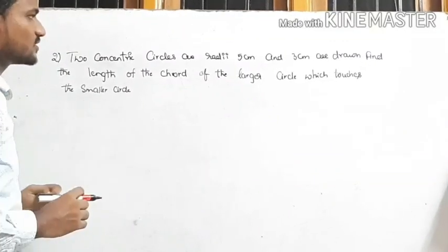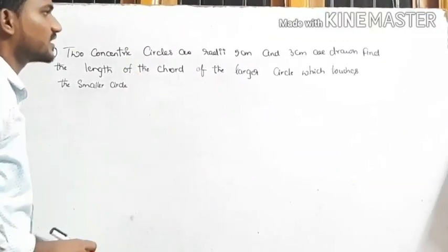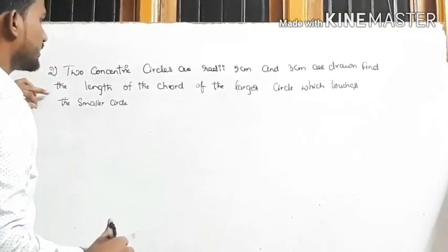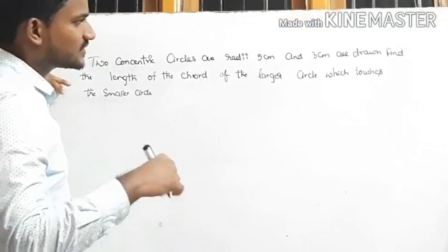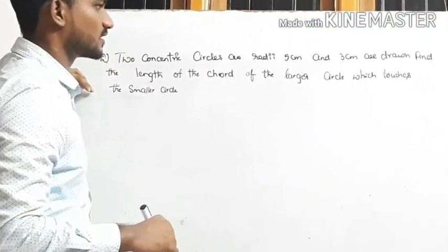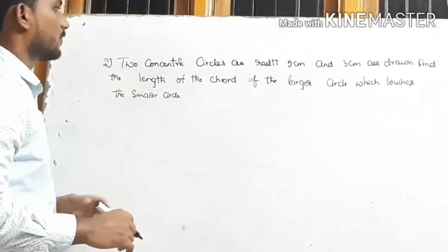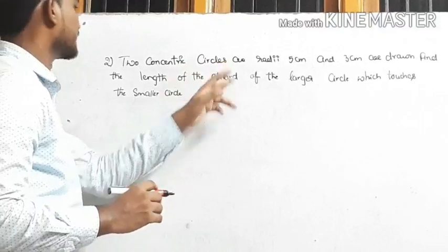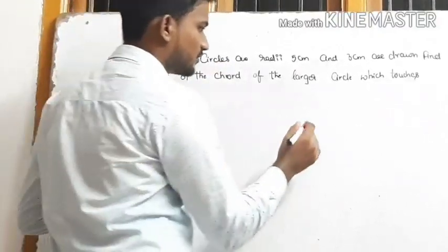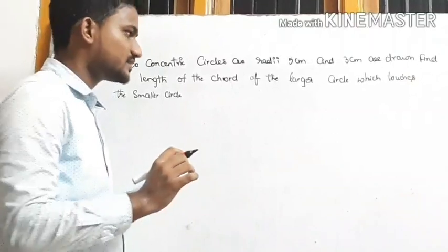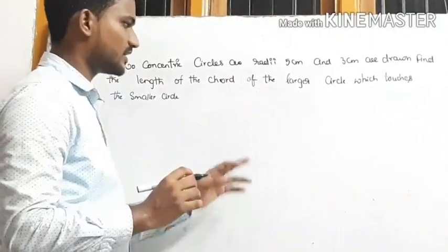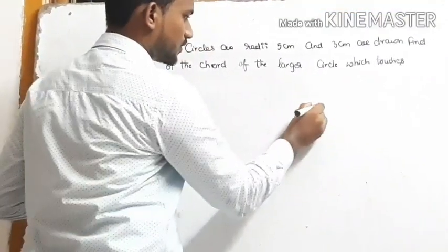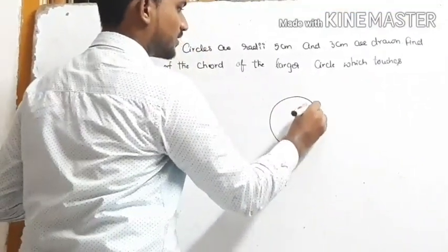Just like this, two concentric circles of radii 5 centimeters and 3 centimeters are drawn. Find the length of the chord of the larger circle which touches the smaller circle. First we construct a circle. Concentric means they have the same center. It has one center and two concentric circles.